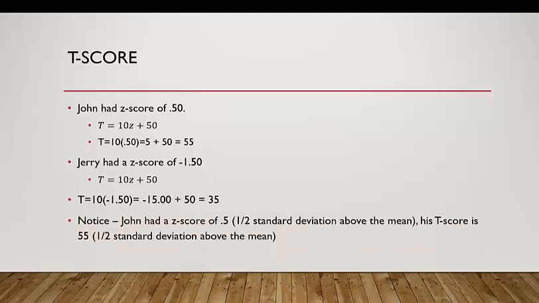So notice that John had a z-score of 0.5, which in z-score, our standard deviation was 1, so he was half a standard deviation above the mean. His t-score is 55. Our standard deviation in t-scores is 10. So again, he still remains half a deviation above the mean. Okay? Make sense?